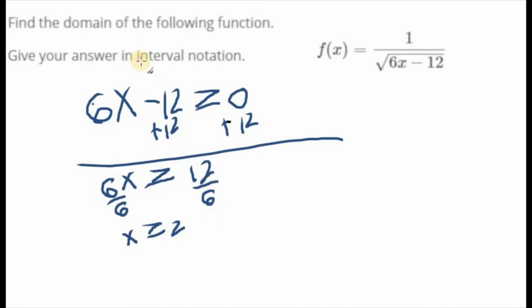Then if you were to write this in interval notation, you will write 2, comma, infinity. Because x is going to be either equal to or greater than 2. So we start at 2, so you put a bracket, and it'll go on to infinity, the parenthesis. That is how to find the domain of a radical function.